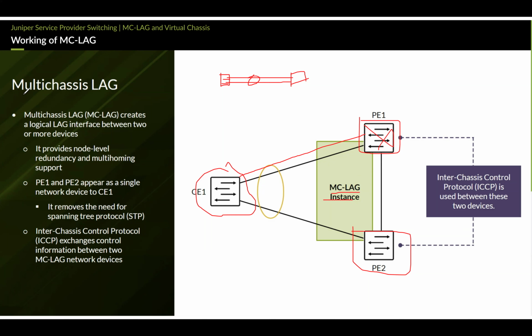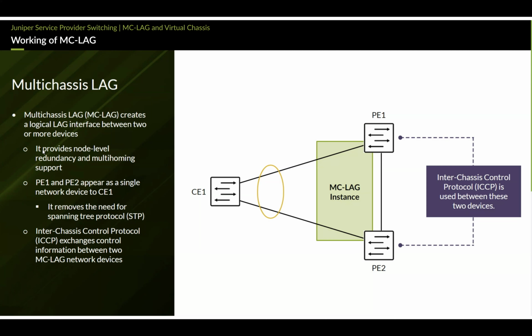So this is the topology where we deploy MC-LAG. Next we discuss how it will work, what is the function of MC-LAG, and how to deploy this. Multi-chassis LAG, that is MC-LAG, creates a logical LAG interface between two or more devices. They are creating the logical instance between P1 and P2. That means P1 and P2 are logically a single device, which can communicate with the remote CE device.